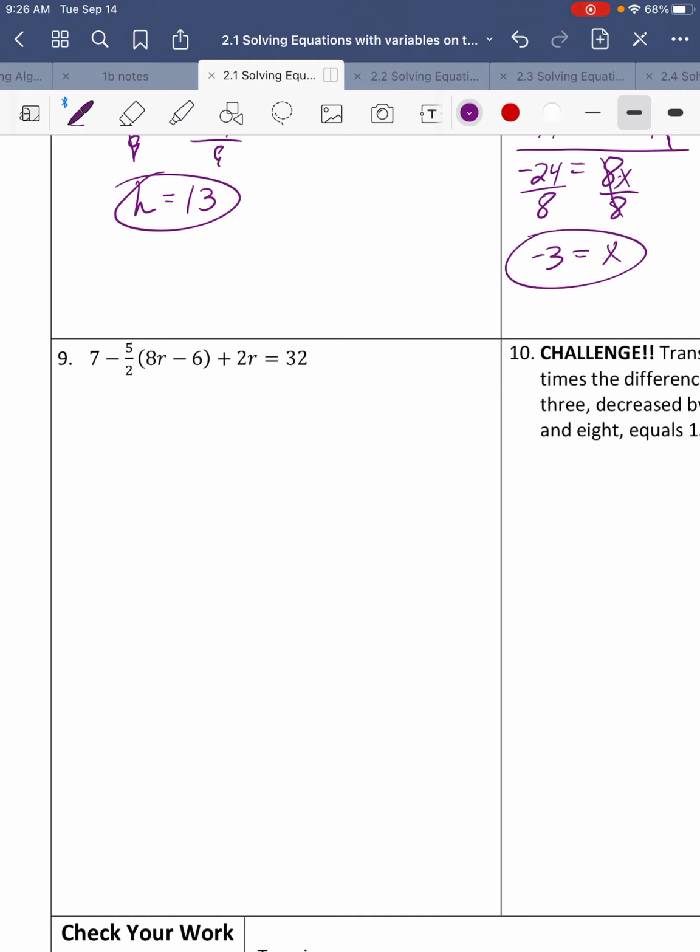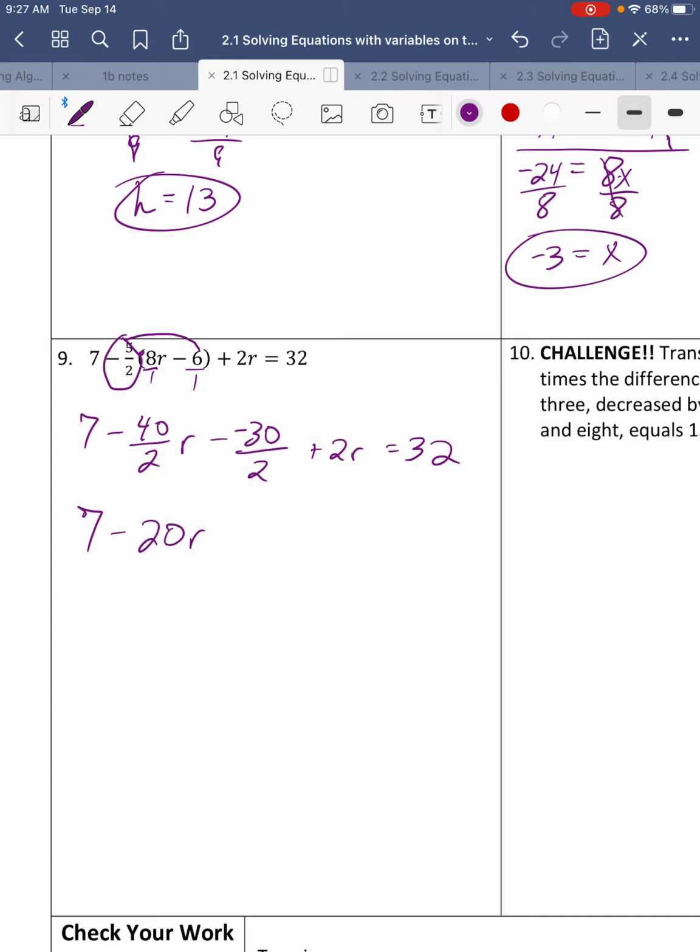And next one. We have another fraction. We got this. 7, negative 5 over 2 times 8 is, multiply your numerators. 8 times 5 is 40. So negative 40 over 2 times 1 is 2. Then bring the subtraction, negative 5 times 6, or you can bring it as a negative if you wanted to. That would be negative 30 over 2 times 1, the denominators is 2. And plus 2r equals 32.